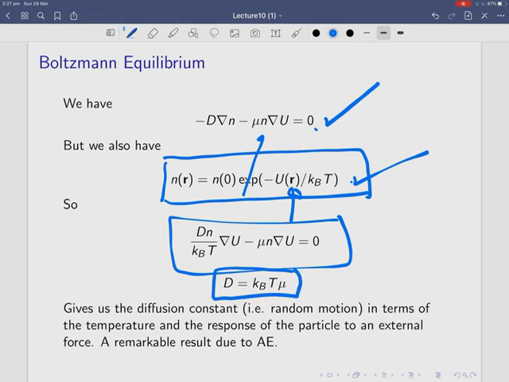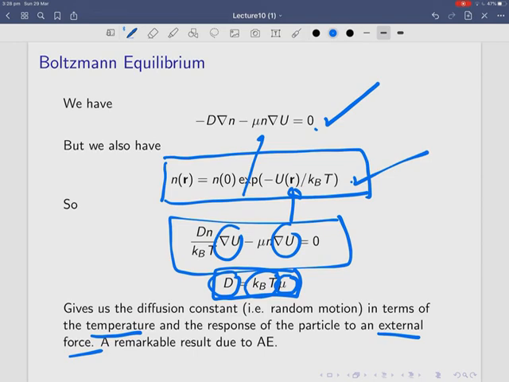Okay, and that formula for the diffusion constant, because these things cancel out, we can factorize it. It gives us a formula for the diffusion constant in terms of the temperature and the response of the particle to an external force. So remember, the diffusion constant is sort of telling you how much it walks randomly, and this mobility is telling you how much the particle responds to an external force, and this is the temperature, which of course has something to do with the randomness as well.